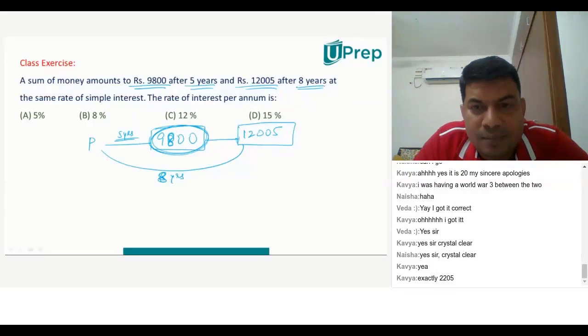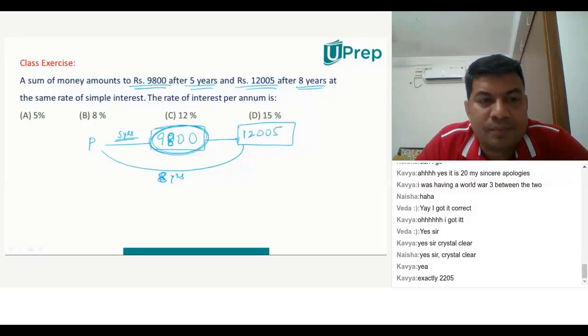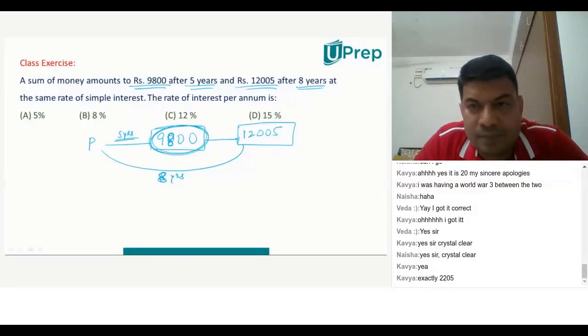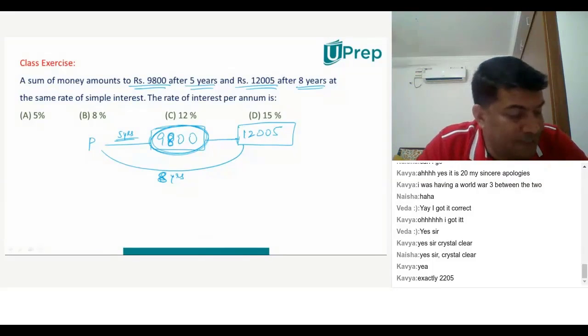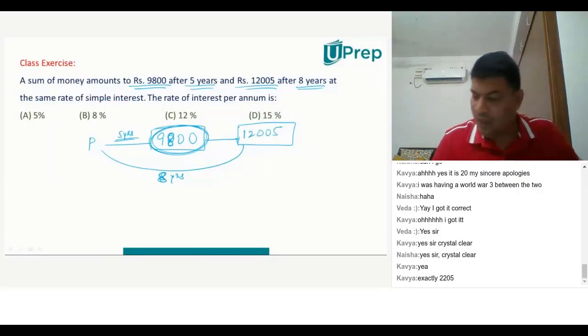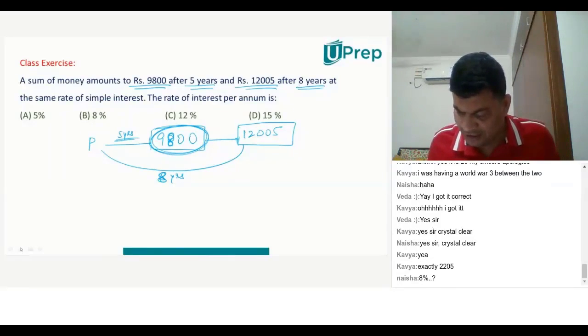I have a question. So I'm getting 980, right? 980 minus 1205 is 2205, like Kavya said. So if I divide it by 3 and multiply, I'm getting 3675. Now 3675 is 37.5% of 9800. Let's look at this. Concentrate. Hold. I got you. 1 second.